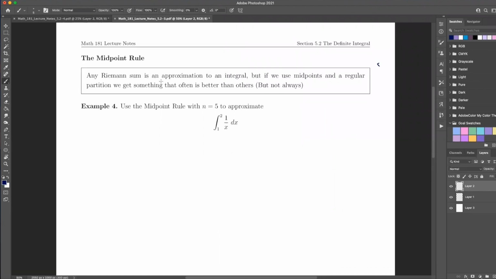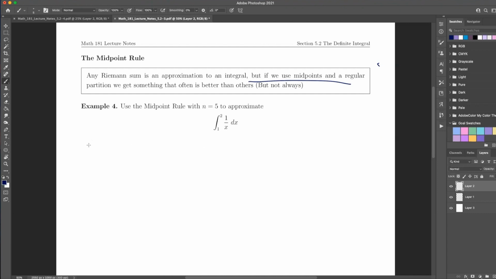Any Riemann sum is an approximation of the integral, but if we use the midpoint and regular partitions, we get something that's often better than others, but not always. We call this the midpoint rule, which means we just choose the midpoint. We're going to use this to approximate the integral from 1 to 2 of 1 over x, letting n equal 5.